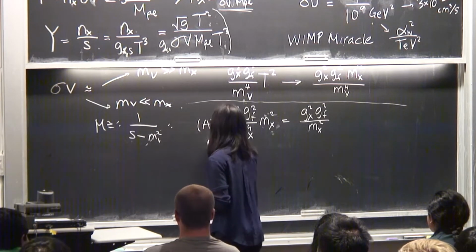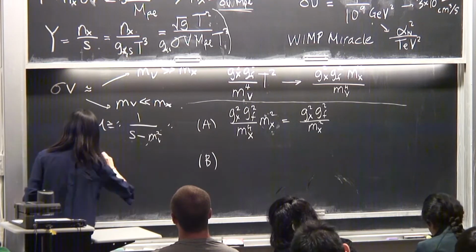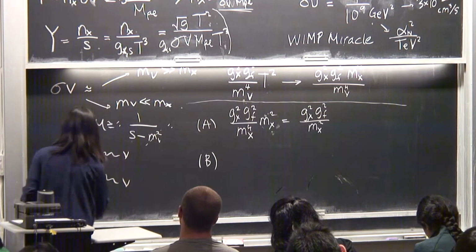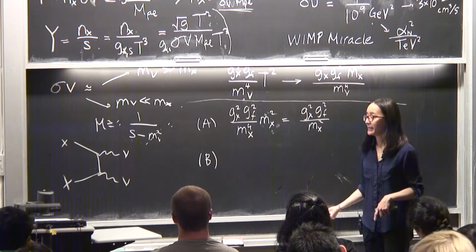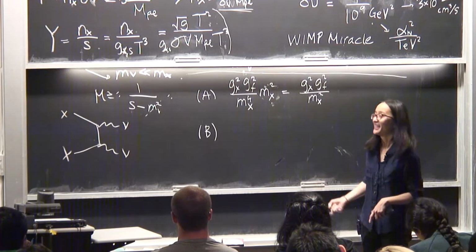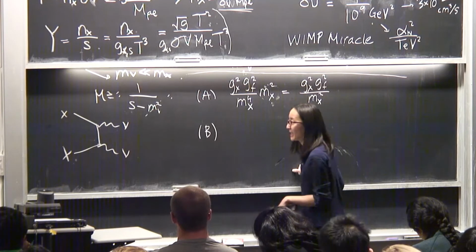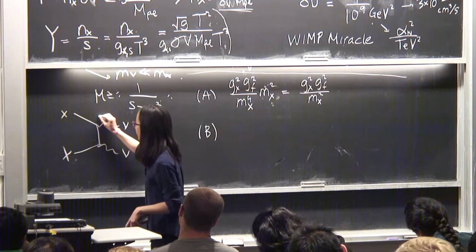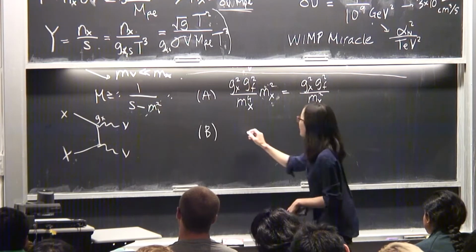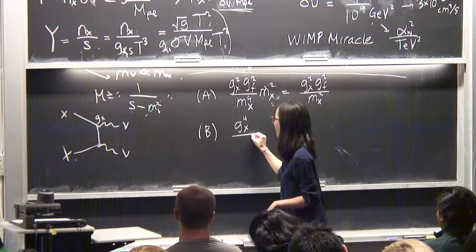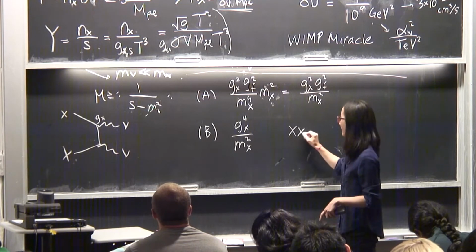So this is process A, and there will be process B, which is something like this. And if I assume that the vectors are much lighter than the dark matter, the only mass scale in the problem is the dark matter. So the cross-section will be similar, except remember that these couplings are g_X instead of g_F. So I'm going to write it as g_X to the fourth over m_X squared. This is XX to VV.